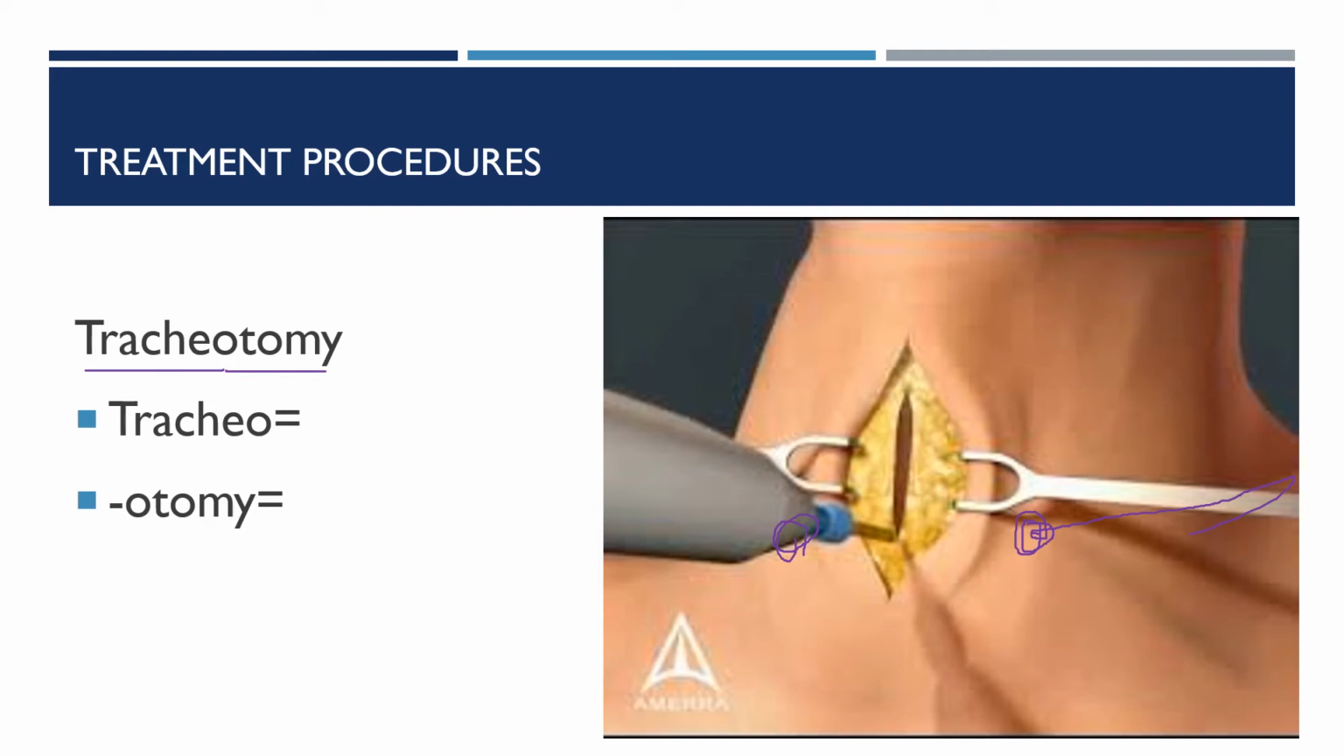There's a gap in the cricoid cartilage there that gives a nice area and room, plus the supportive structures and the bones around there help to support the opening. So this is a tracheotomy. It's a cut into the trachea.